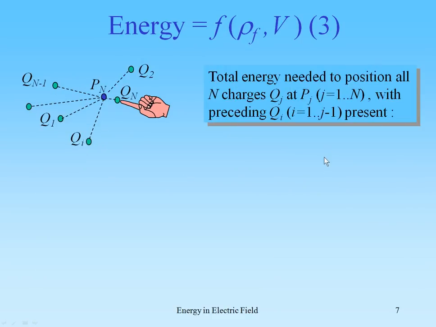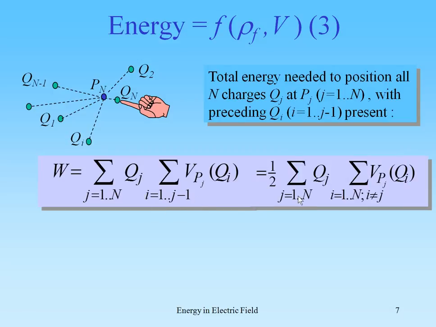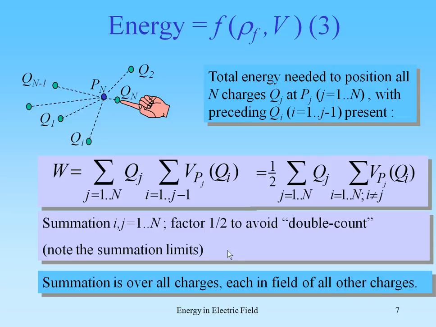So the total energy needed to position all the n charges qj at pj with preceding qi's present is given by this expression here, as we have seen before. And please note the summations. We can write this as 1/2 of the summations over all the charges. Summation is i and j both from 1 to n, and that factor 1/2 is to avoid the double counts. Note the summation limits. The summation is over all the charges, each in the field of all other charges.